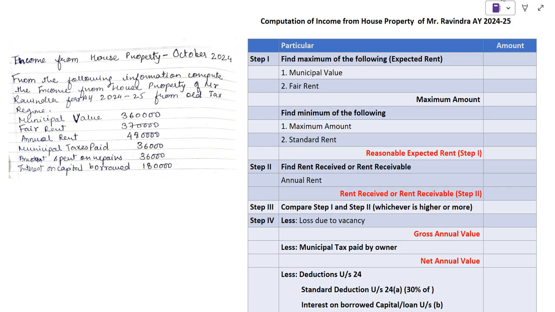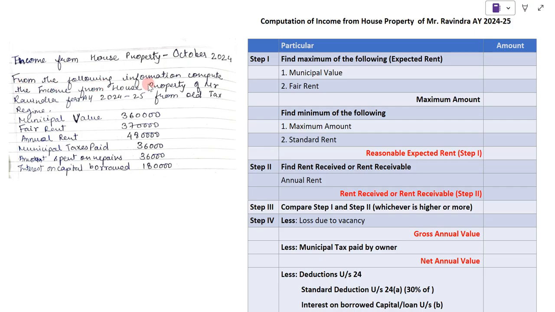I am Namita Mane. In today's video, let us solve one example of income from house property. This example was asked in SPPU examination October 2024. So this is the example on the screen. Income from house property, SPPU examination TYBCOM October 2024.